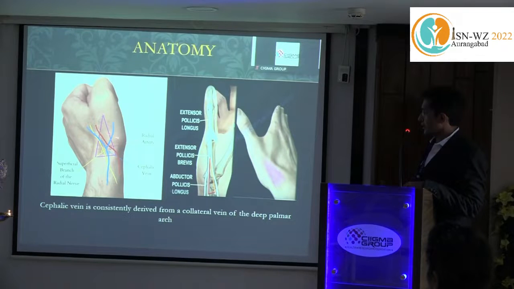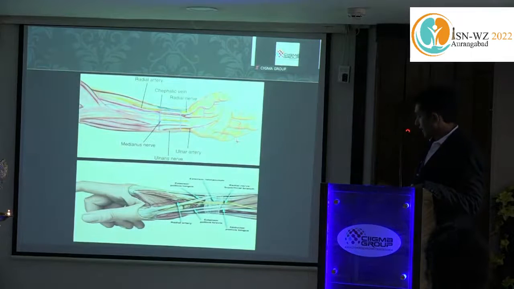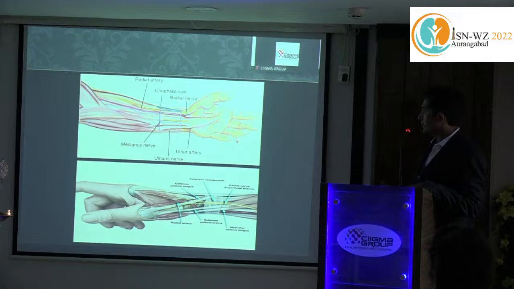Whenever you do a radiocephalic AV fistula, you need to be careful while handling the cephalic vein because there is a superficial branch of the radial nerve which runs in very close proximity to this cephalic vein. The cephalic vein is consistently derived from a collateral vein of the deep palmar arch. In this diagram, you see the radial artery and the radial nerve, so you need to be careful. Second, I have already discussed there are two tendons.